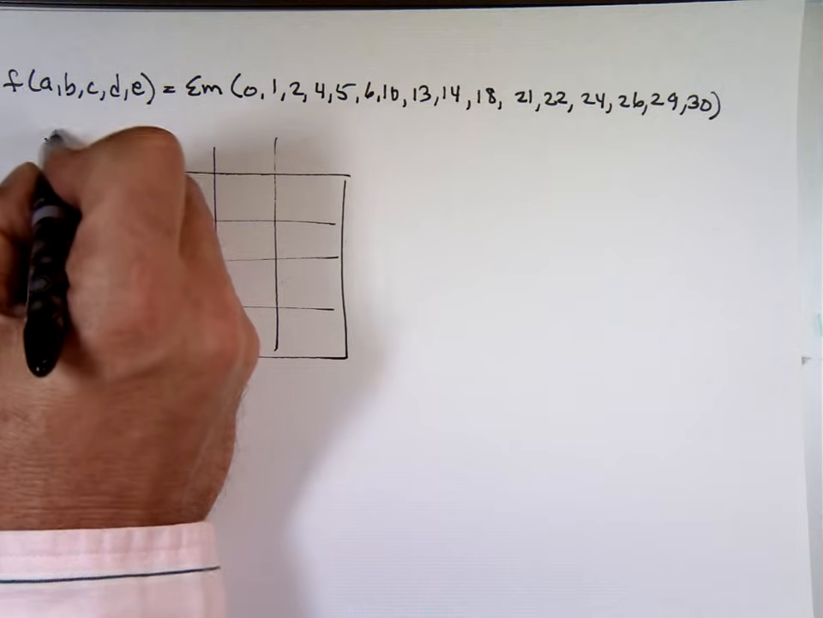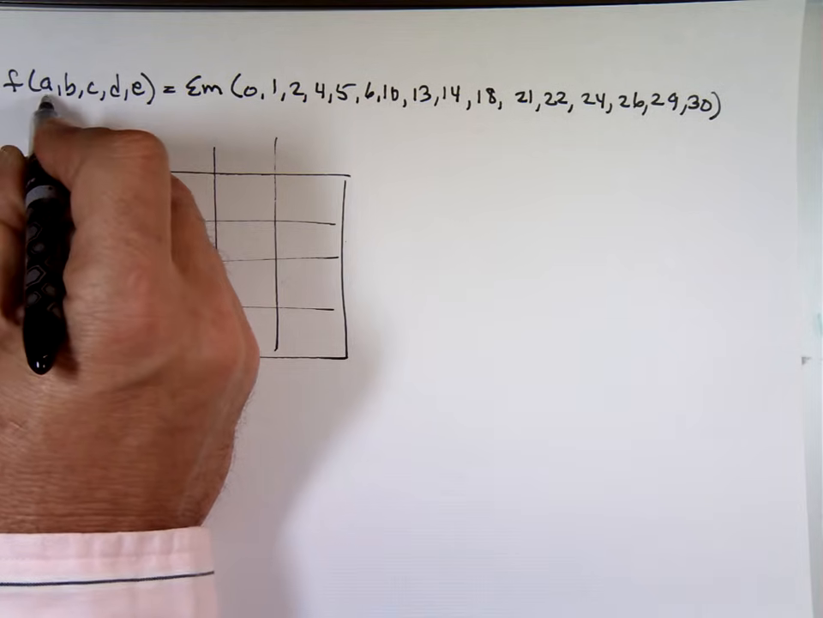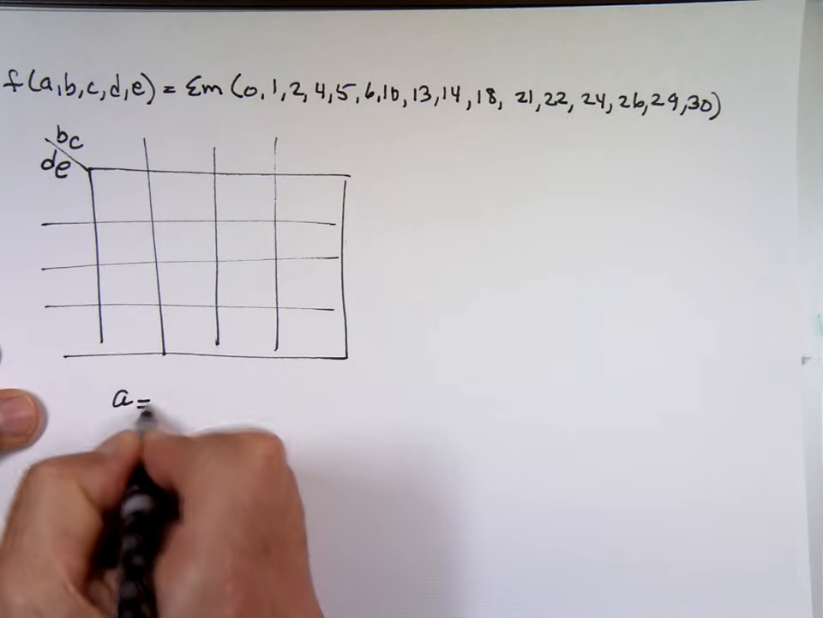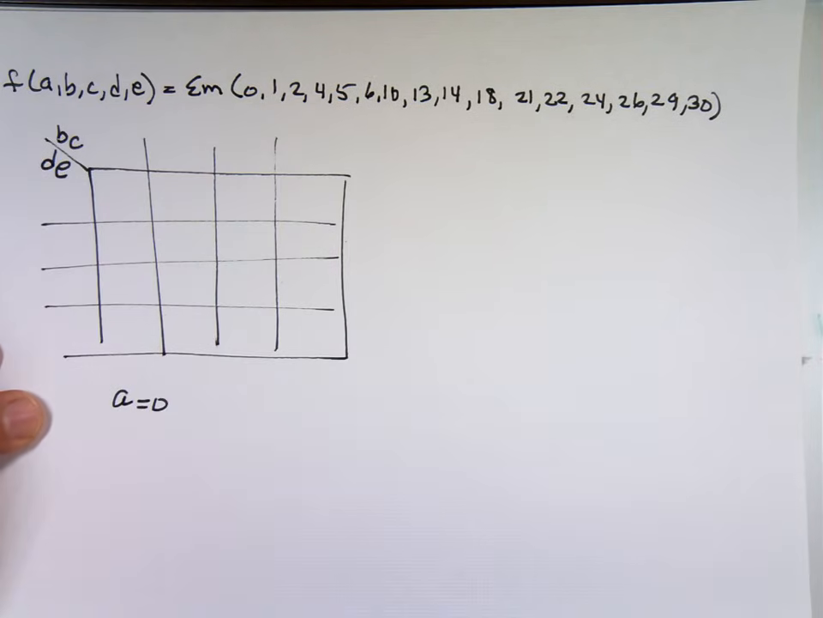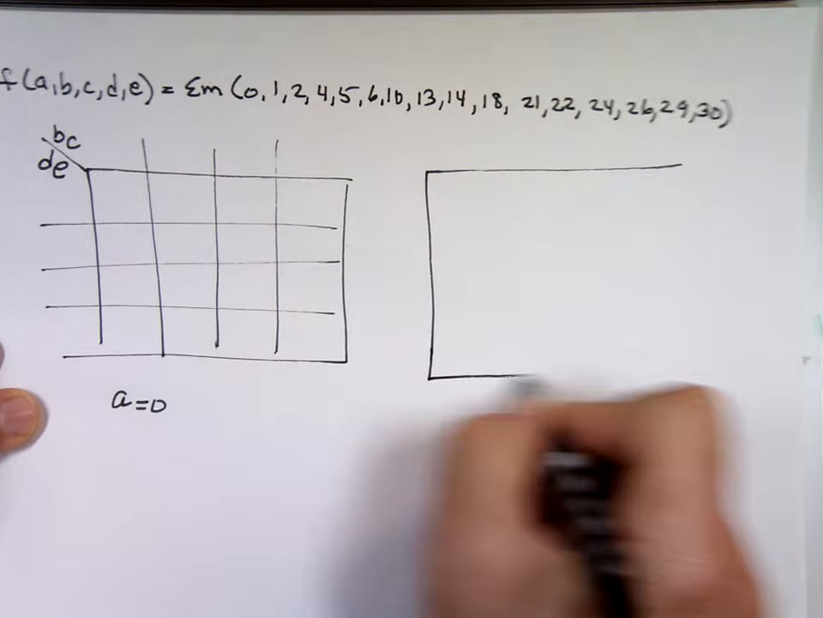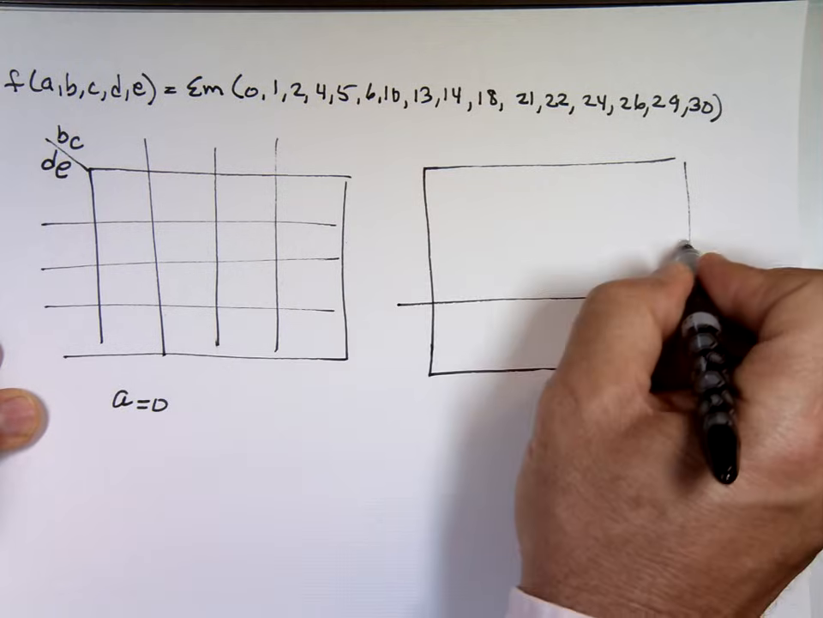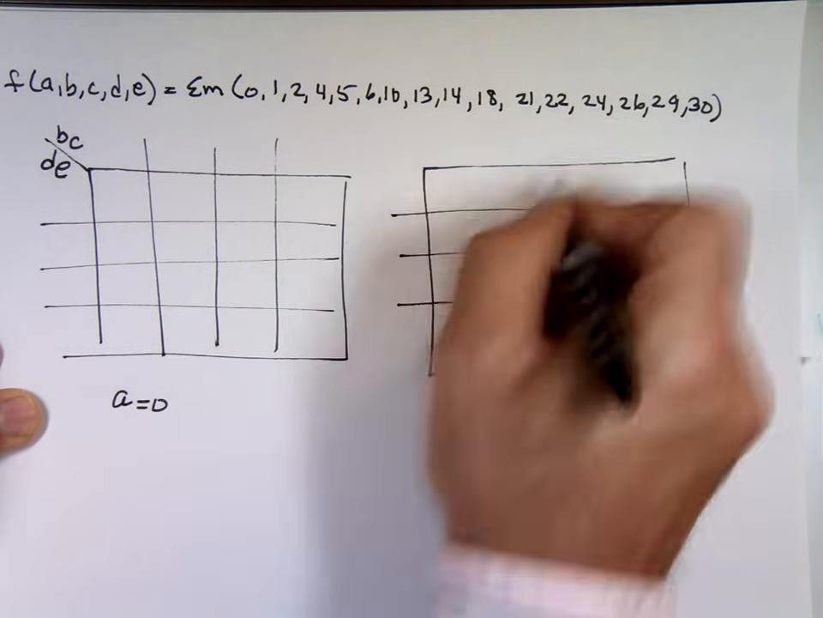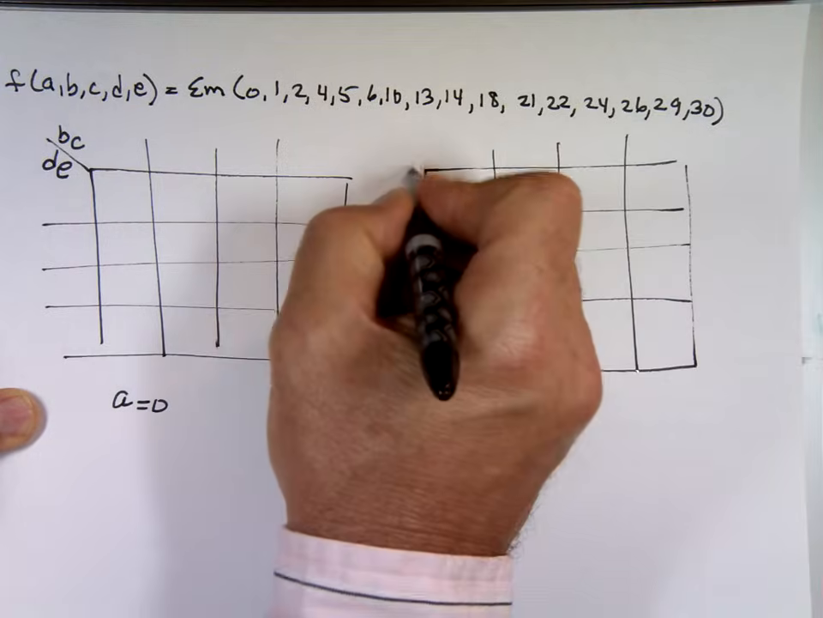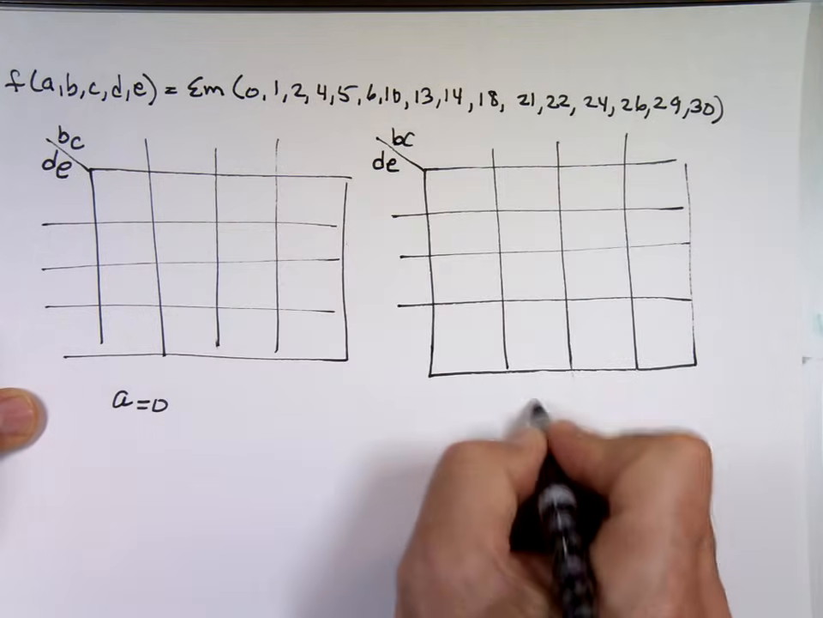It's not going to be A. It's going to be B, C, D, and E. I left the A out, the most significant digit, the one on the left. This one, when A is 0. And I'm going to have another one next to it. That's when A equals 1. B, C, D, E, and this is when A equals 1.